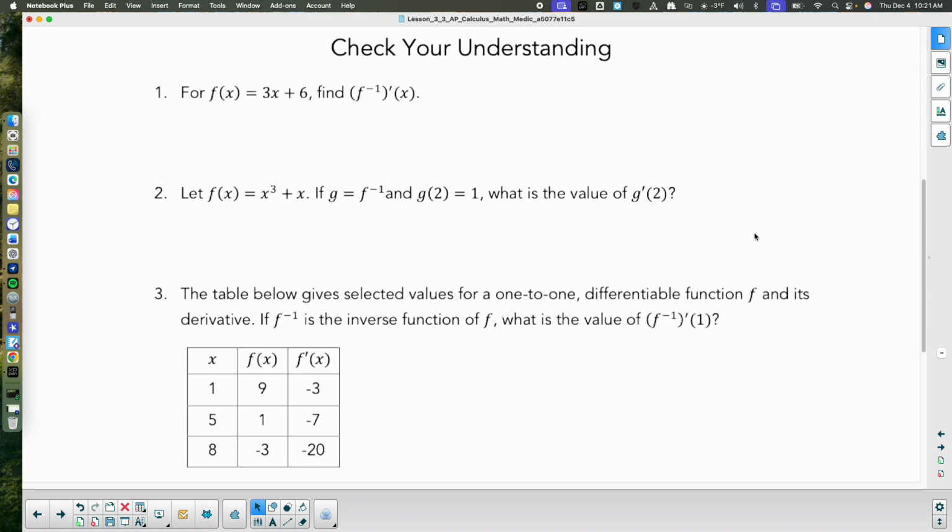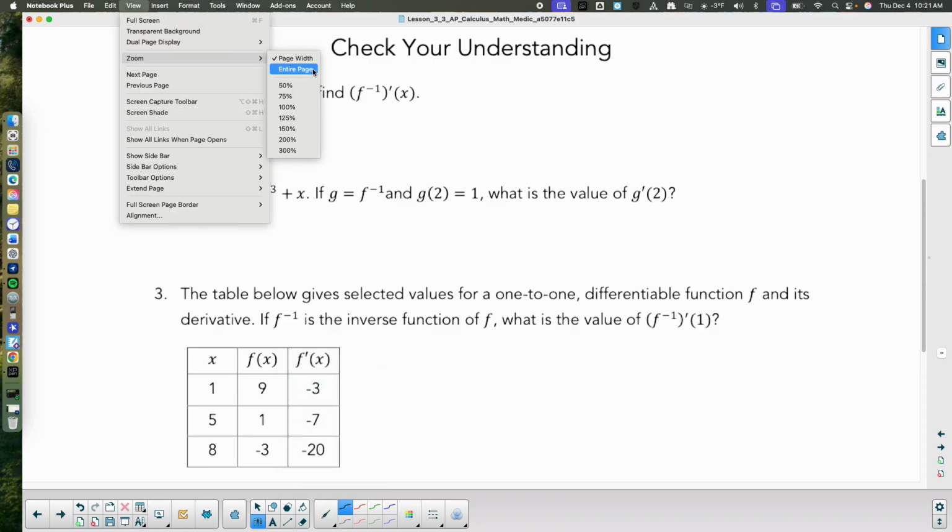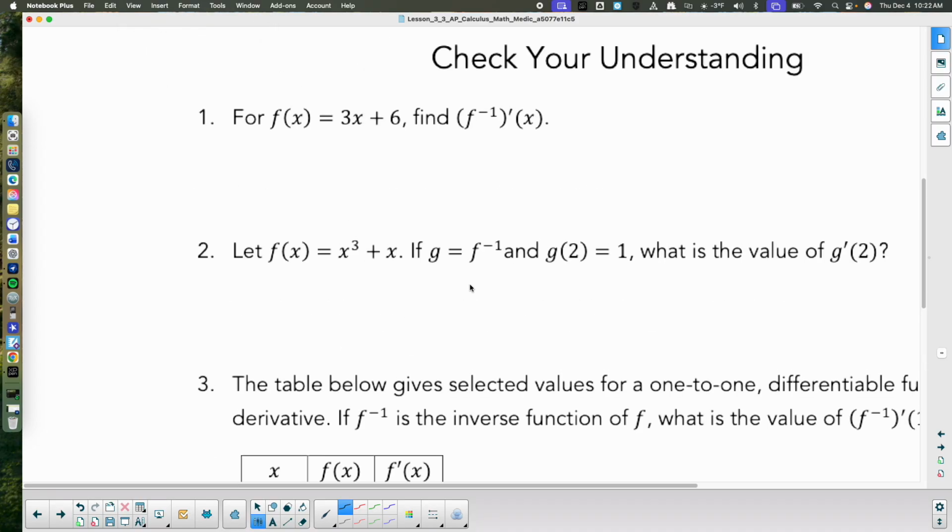Okay, first thing I want to do is write down the formula. Let's zoom in. Okay, so f inverse prime is going to be 1 over f prime of f inverse of x.